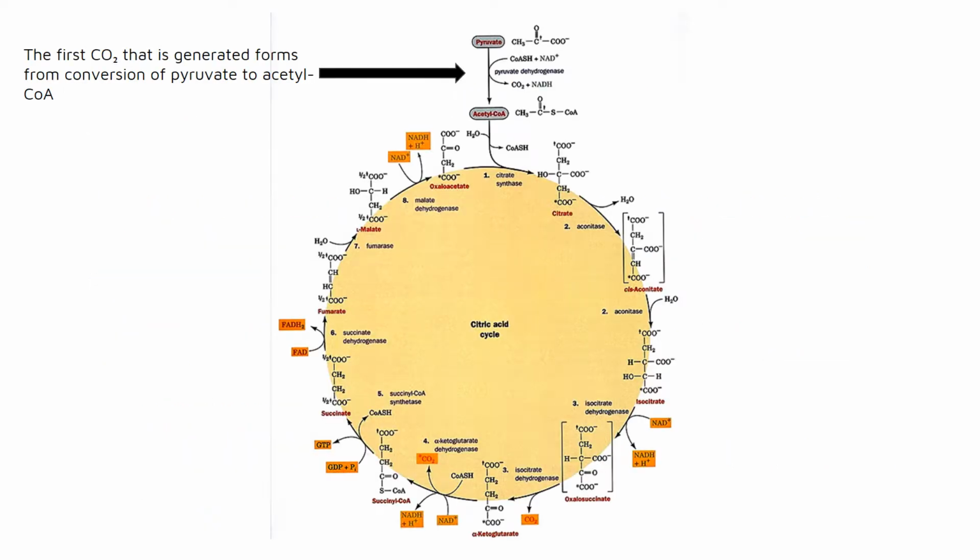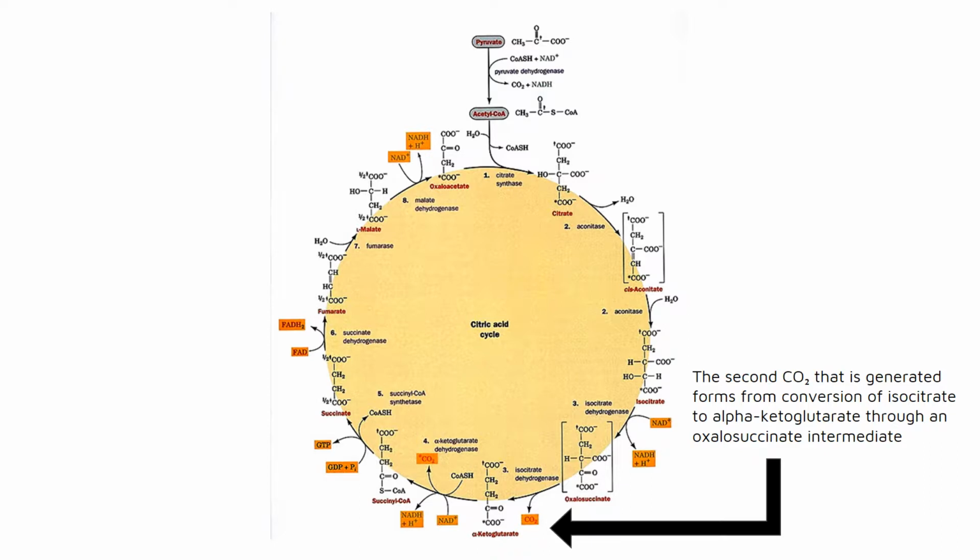The first production of carbon dioxide leading up to the Krebs cycle is generated by converting pyruvate to acetyl-CoA by oxidative decarboxylation. This irreversible step is done using the pyruvate dehydrogenase complex and coenzyme A, which causes the removal of a carbon and 2 oxygens from the pyruvate molecule.